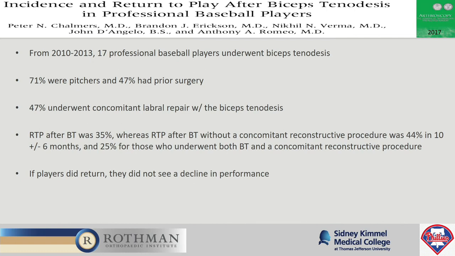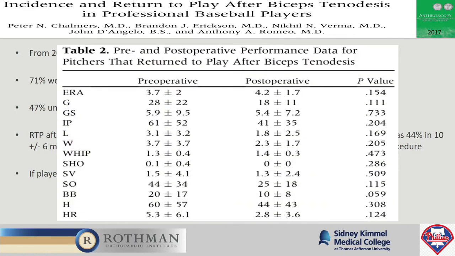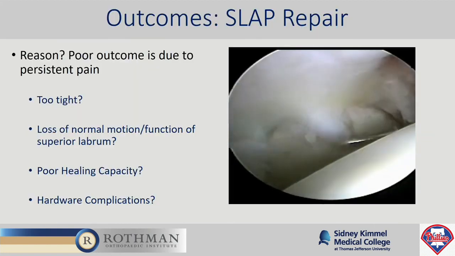The issue is when we start to perform a biceps tenodesis on professional athletes or overhead throwers, actually the results are not good. When we looked at the Major League Baseball database, we saw that, unfortunately, the results following a biceps tenodesis for a SLAP repair in Major League players were very poor, specifically in pitchers. They were okay in position players, but in pitchers, the results were not very good. If they did get back to playing, they actually didn't see a decline in their performance, but that was only a very select few of them that were able to get back.